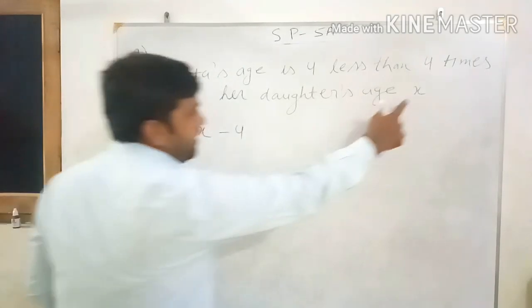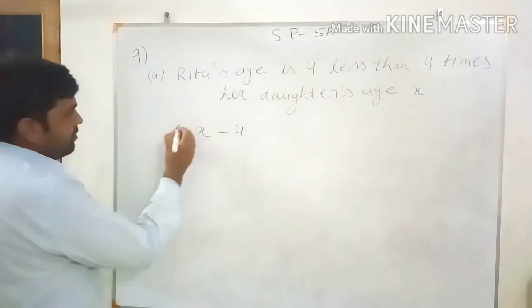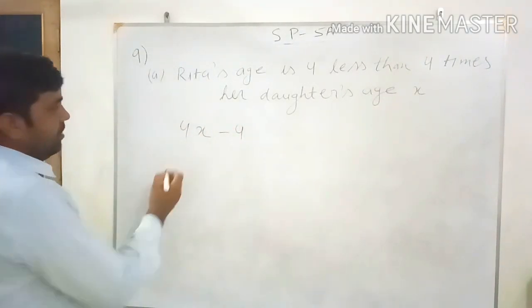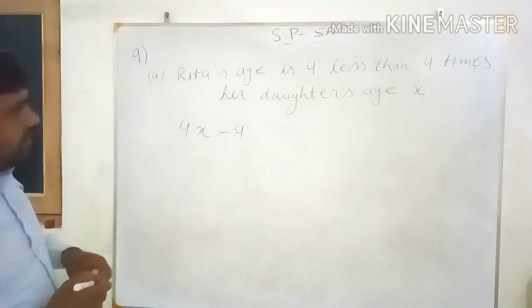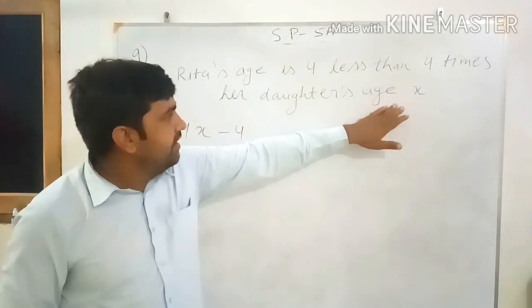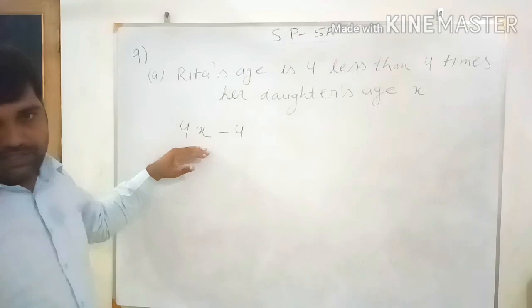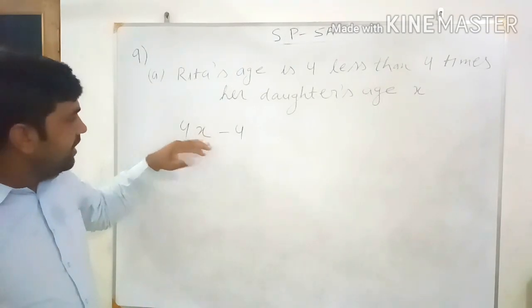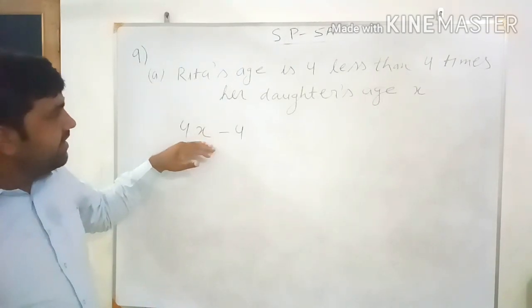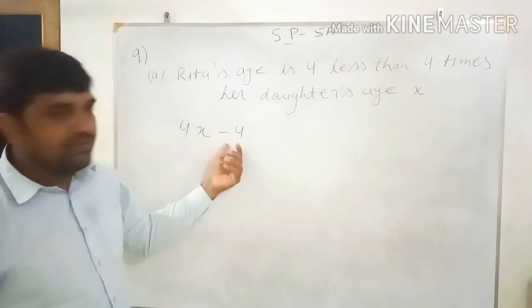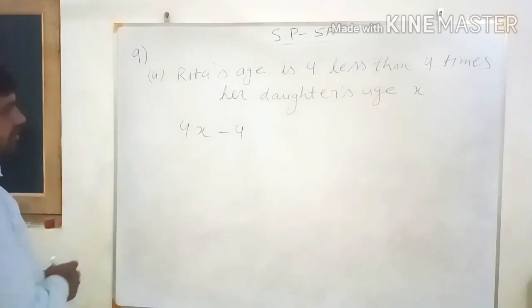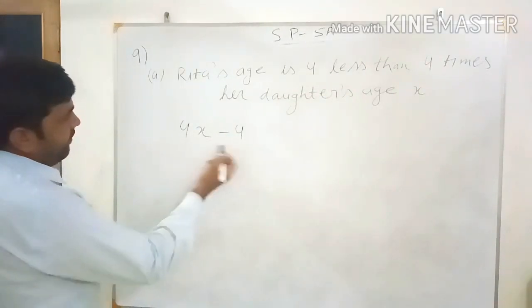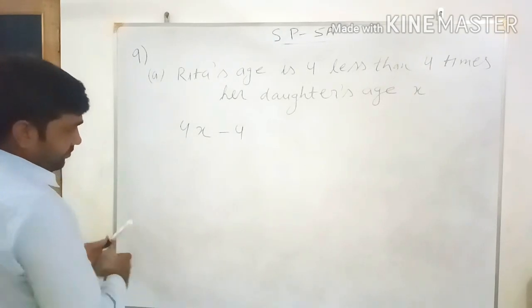So her daughter's age is x. So 4 times the daughter's age will be what? 4x. The daughter's age is x and 4 times the daughter's age will be 4x. And Rita's age is 4 less than that, so minus 4. So Rita's age will be 4x minus 4.